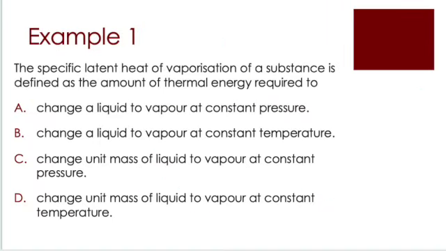Specific latent heat of vaporization of a substance is defined as the amount of thermal energy required to... Well, if you remember the units, they were joules per gram or joules per kilogram. So it's not just to change a liquid, I need the per unit mass. And does it have to be at pressure or temperature? It needs to be at a constant temperature. I had said that pressure could change the temperature it is, but that's not going to change how much to go from one state to another.